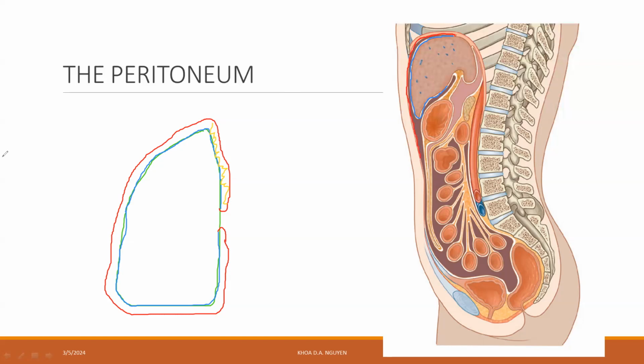And the space in between them, this space here, is the peritoneal cavity. All right. Obviously, I'm not doing this for every single organ, but you have the idea. It's just that the parietal and the visceral peritoneum are not two separate structures. They are one and the same structure, only folded back on itself.